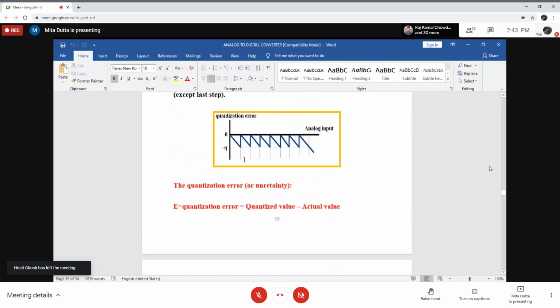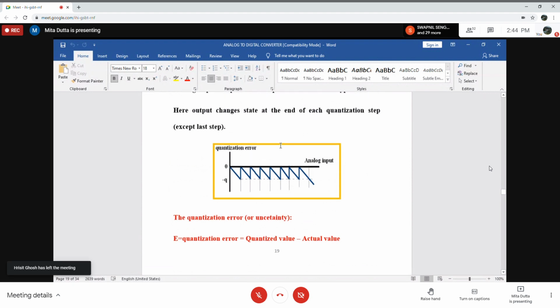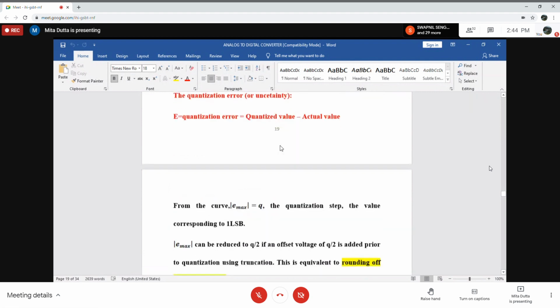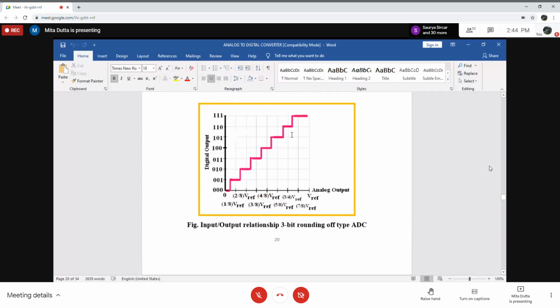This will be the quantization error for truncation type of ADC, where output changes state at the end of quantization step. And in case of rounding off type ADC, this is the input-output relationship of the rounding off type ADC. Here also the output changes state at the end of quantization step, which is equivalent to Q or 1 LSB.